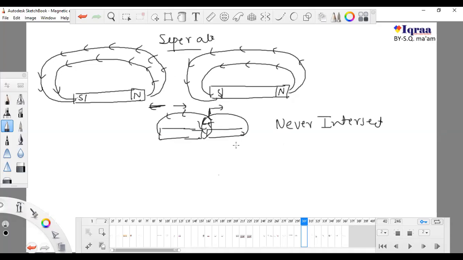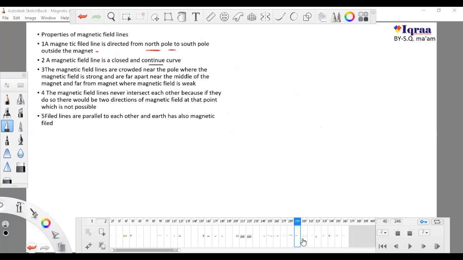So magnetic field lines have a particular direction and a particular area, so two magnetic field lines never intersect each other. This is how you can see it. Definitely they cannot intersect each other, you can see both of them having a different path and different lines. This is not possible anyhow. Field lines are parallel to each other, okay. Definitely we know that magnetic field lines are parallel to each other.